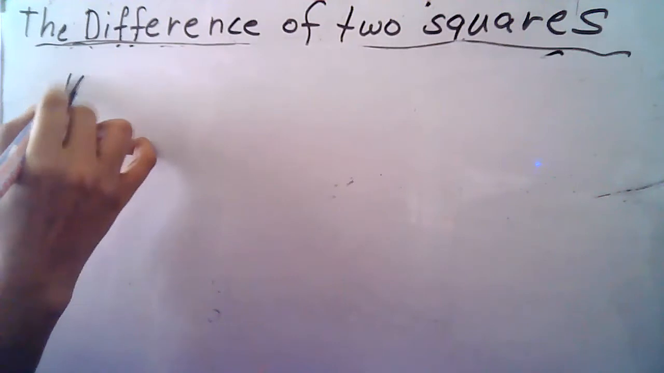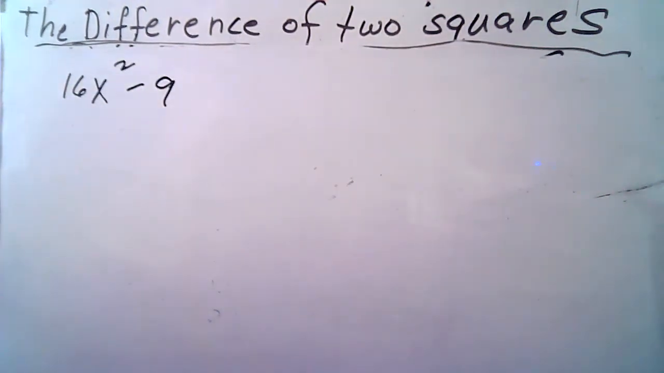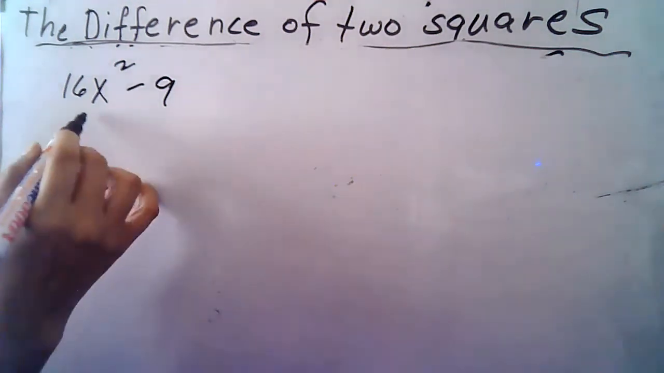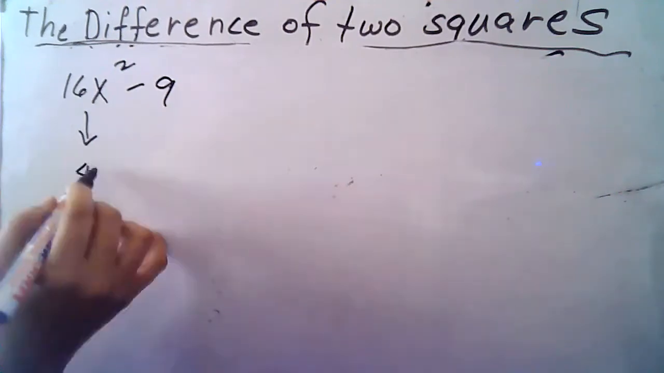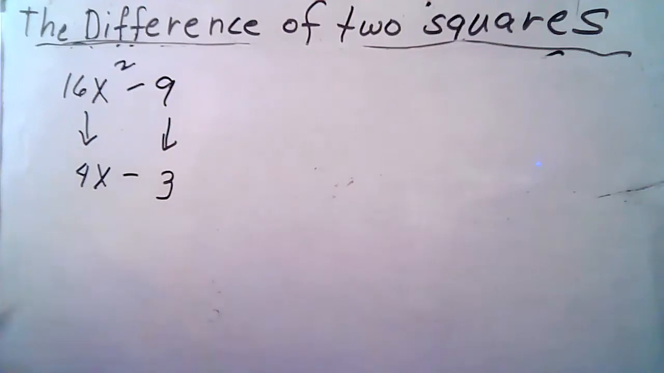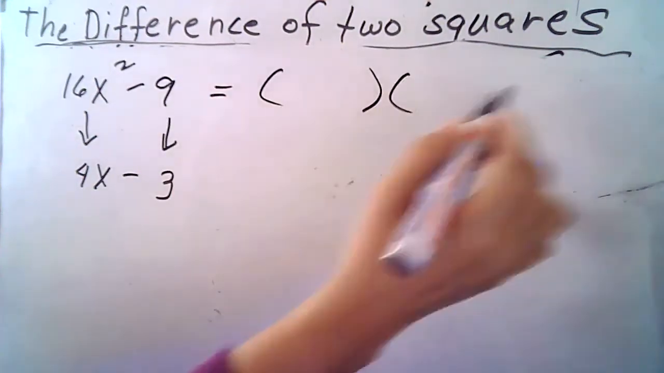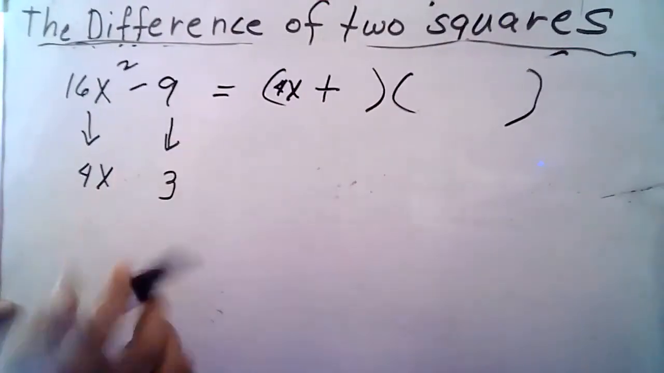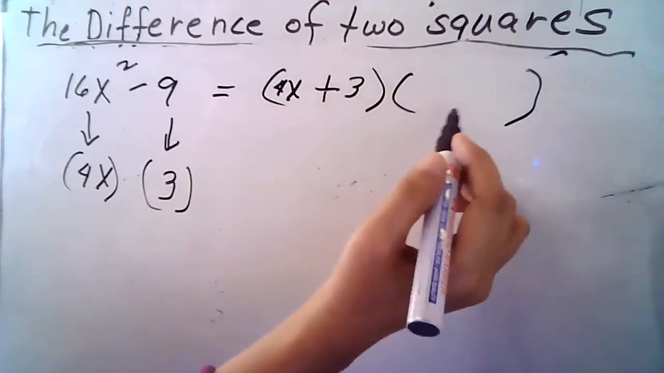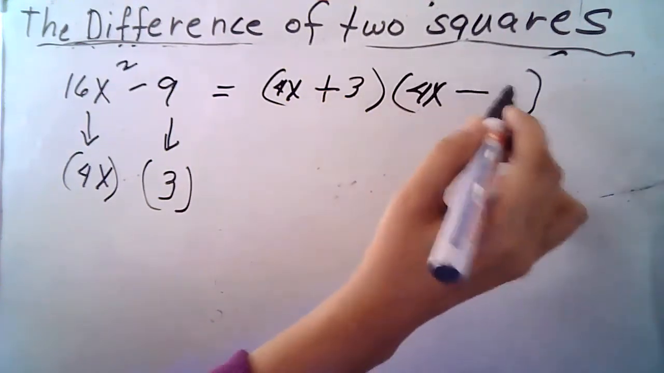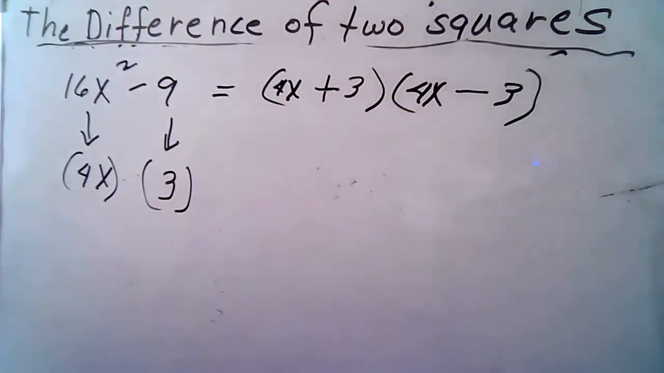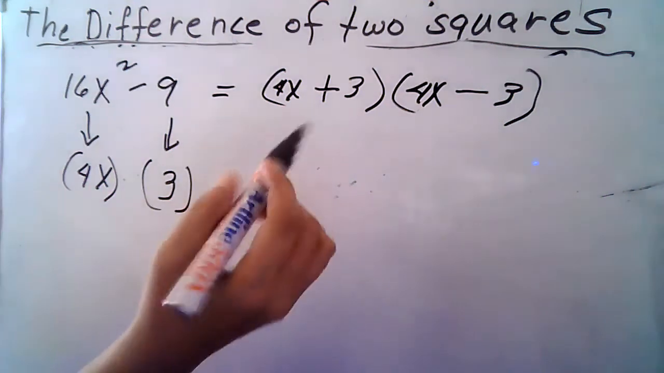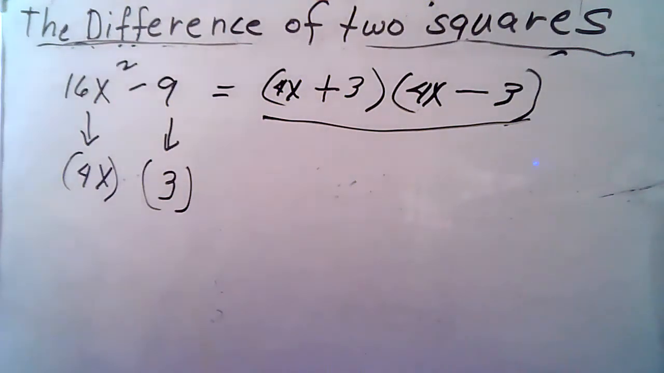Another example: 16x squared minus 9. First, verify that the terms are squares. If so, then extract their square roots. The square root of 16x squared is 4x, and the square root of 9 is 3. Next is to complete the factorization by expressing one factor as the sum of 4x and 3, and the other as the difference of the same terms. So 16x squared minus 9 is equal to the product of two binomials. So that is how this expression is factored.